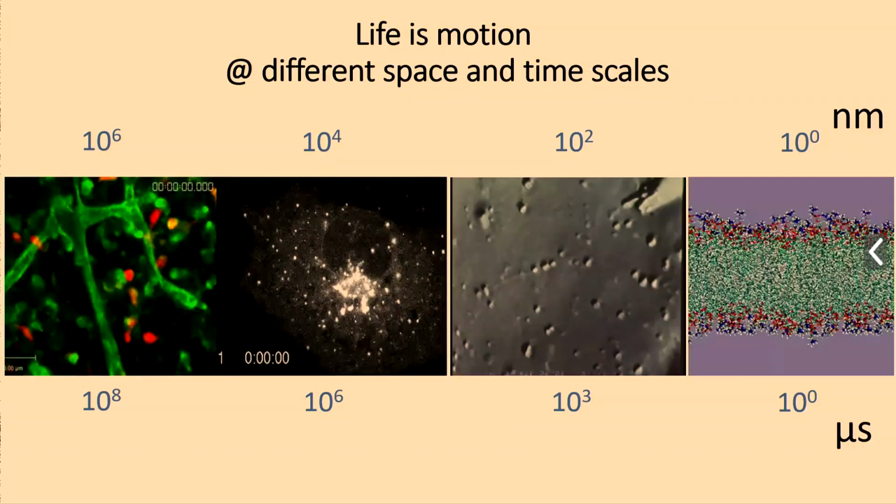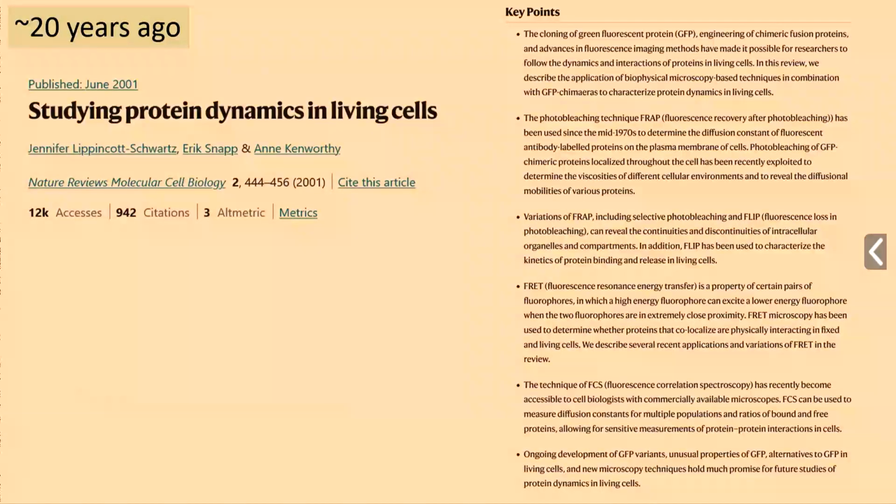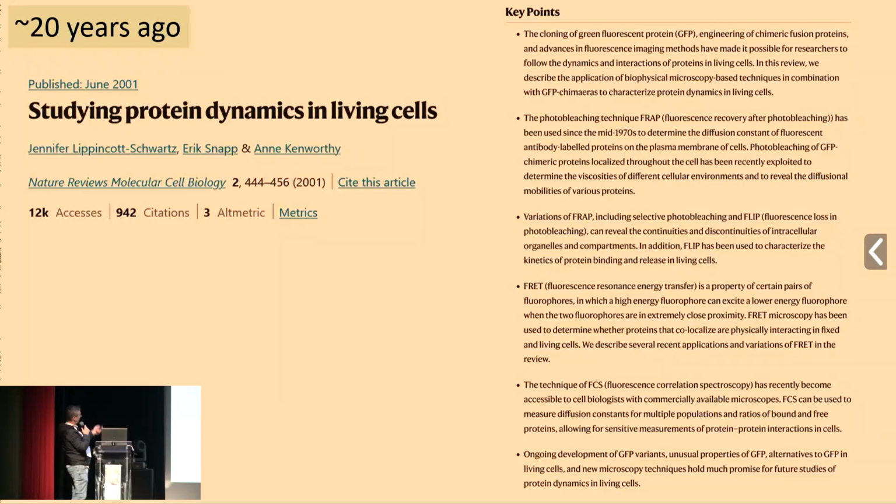But life is motion at different space and time scales. Okay, so it goes from a few nanometers and microseconds and even nanoseconds up to seconds and hours and years. And here up to micrometer and even above, of course. So if I go back 20 years ago, there was already a very nice review from Jennifer Lippincott-Schwartz, Knapp, and Anke and Rossi about studying the protein dynamics in living cells. And within this review, what you could already see here is that there was already the FRAP photo-bleaching technique, fluorescence recovery after photo-bleaching, that was mentioned.